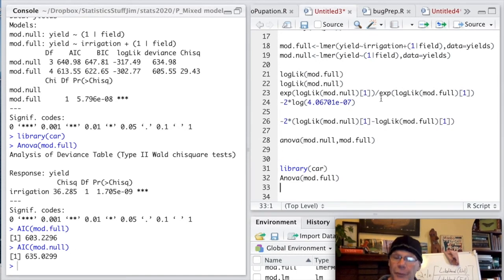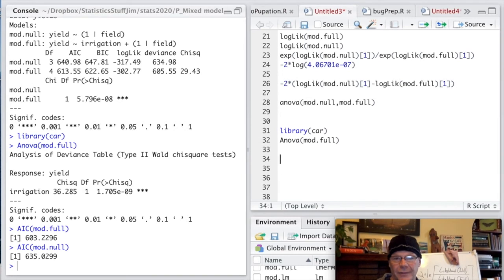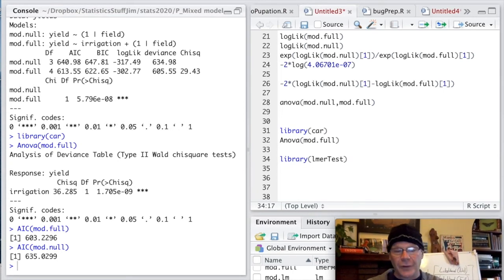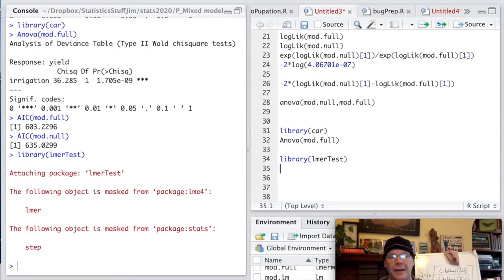Okay, so the third way in which we can do hypothesis testing will look more familiar to everyone. What we're going to have to do is load in a new library called lmerTest. And I want to point out that it's telling me that it's masking certain things. It's masking the lmer function from the lme4 package, meaning that there's another function called lmer in lmerTest that will do roughly the same thing, but it's a slightly different type of object.